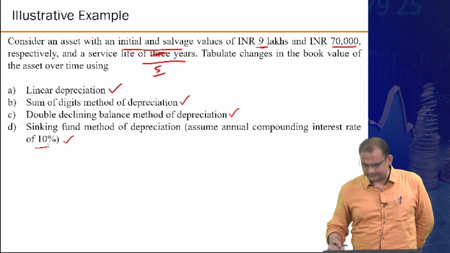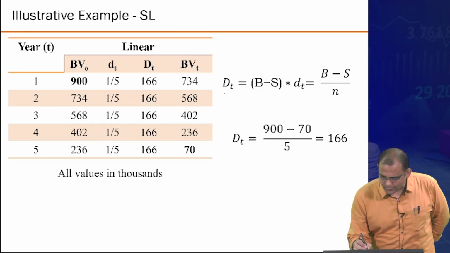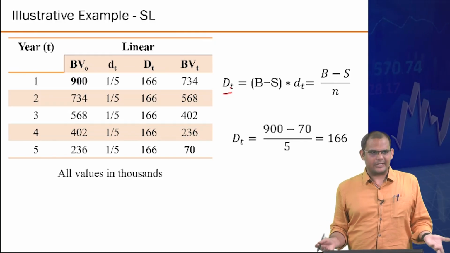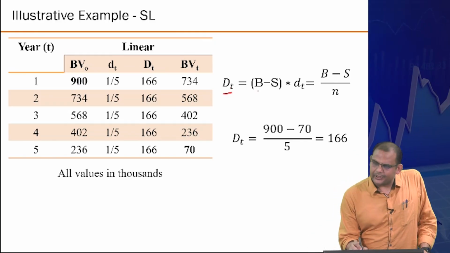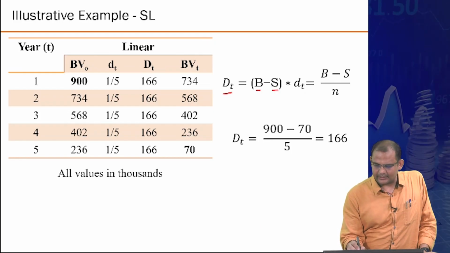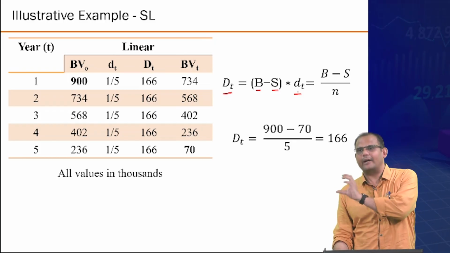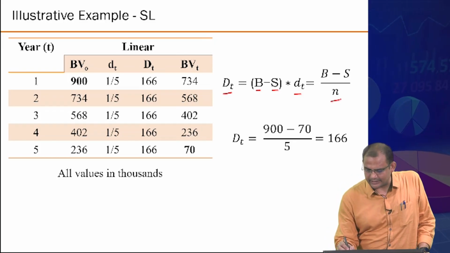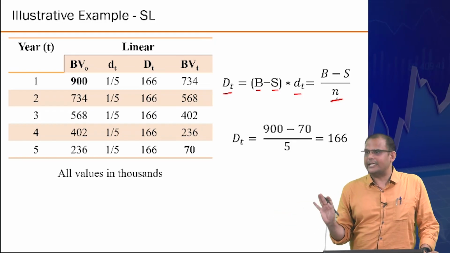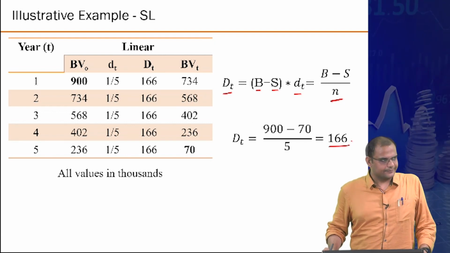Okay, problem is clear? Let's start with the linear one. So in linear, the depreciation amount in any given year is fixed, right? The total you need to leverage is what? B is 9 lakhs. S is your 70,000, which will be equally divided. T is 5. So this is the total amount of depreciation in each year for the linear method, right? This is coming out to be 166.